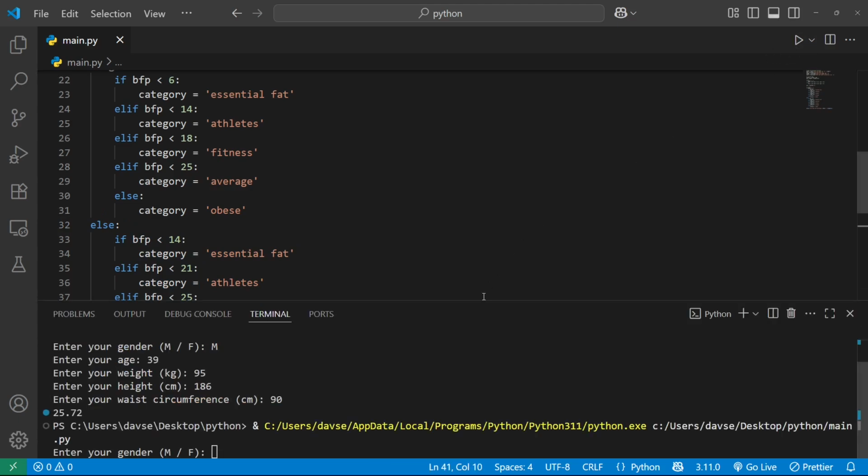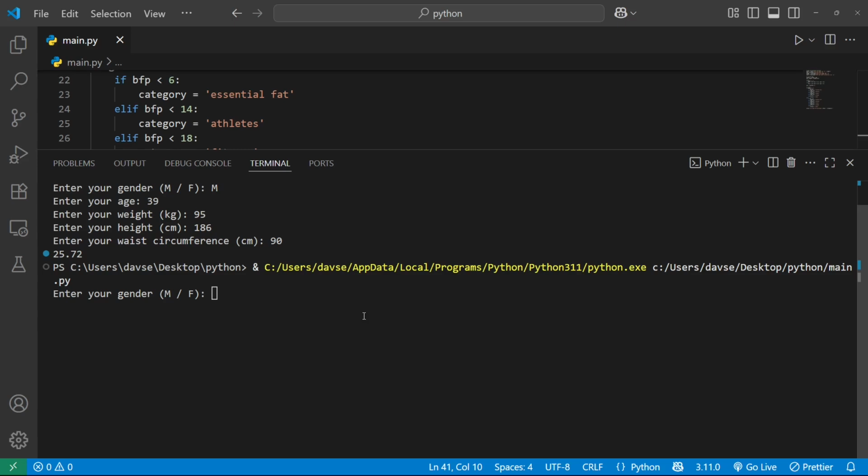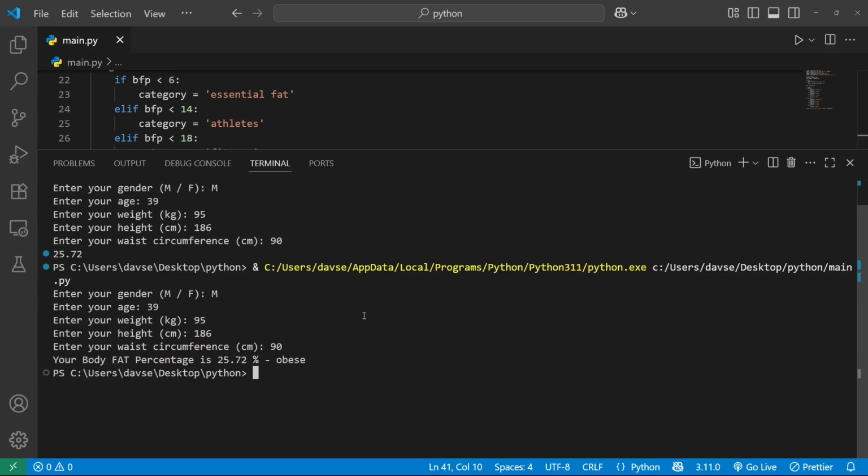Okay, I will try. For example, male, age, weight, height in centimeters, and something, I don't know, guys. It seems I'm obese. Okay, great, perfect, I'm happy now. So your body fat percentage is something, it's obese. It seems it works fine. The result isn't positive, but it works fine.